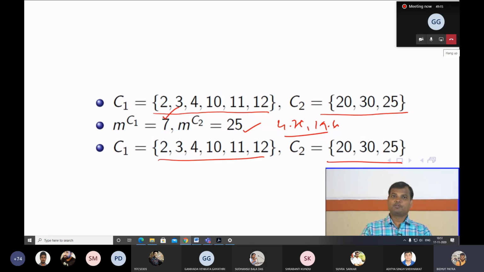But we have shown it with a simple one-dimensional example. So what will be the time complexity? Let's say you have the data set D.